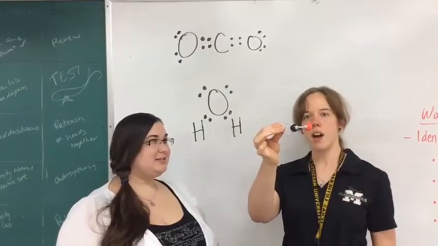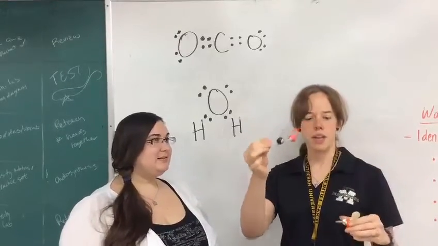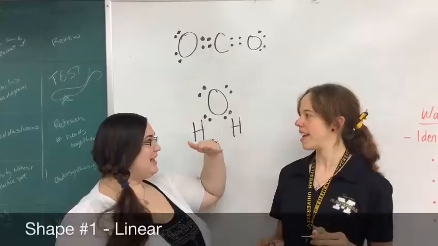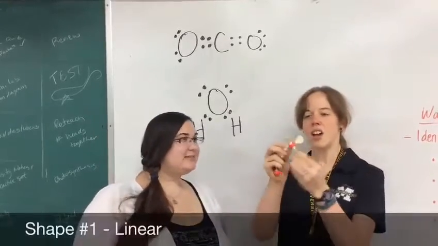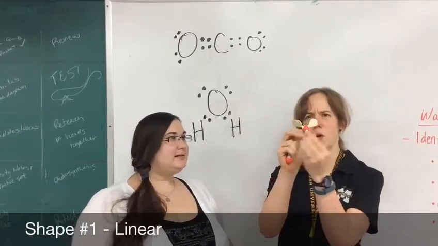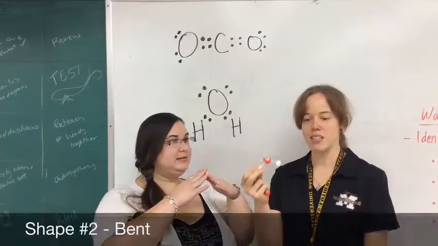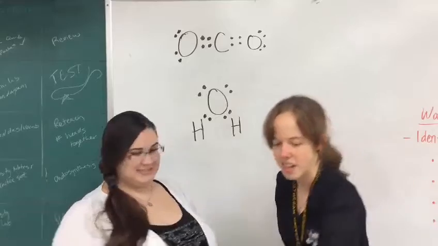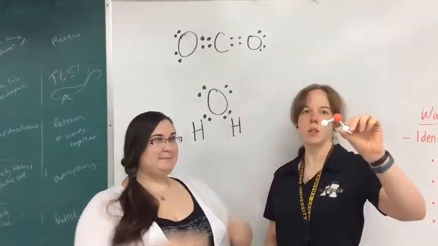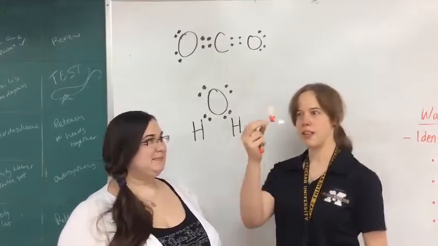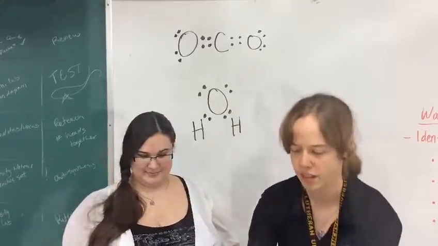Here, we just have the bonds. They're going to push all the way apart and be linear. Like a line. Here, we've got our bonds that are pushing apart, but we also have our lone pairs that are pushing apart. And so what does that do for our shape? It bends it. So our shape is bent. This is what water looks like if we don't include the lone pairs. But it's bent because of the lone pairs.